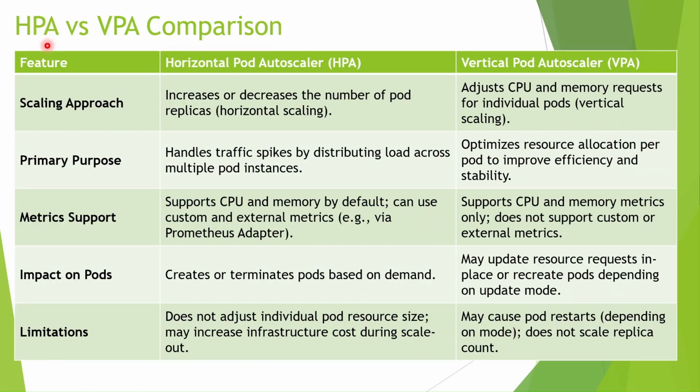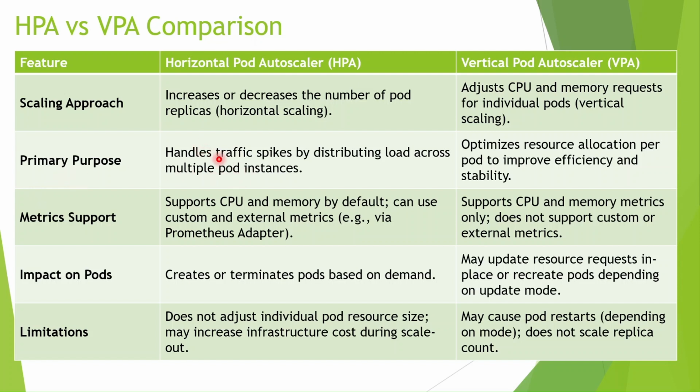Now, if we come to the HPA and VPA comparison, as we saw in the previous video, first of all is the scaling approach. HPA will increase or decrease the number of pods, that is horizontal scaling. That's why it's the horizontal pod autoscaler. VPA will just adjust the CPU and memory request for individual pods. It will not add or delete the number of pods. Pods will be the same. It will just adjust the CPU and memory request.